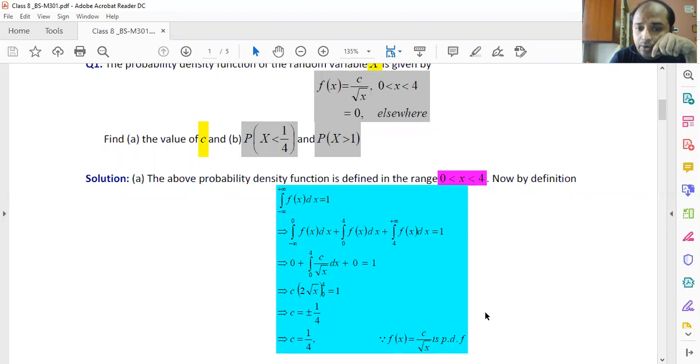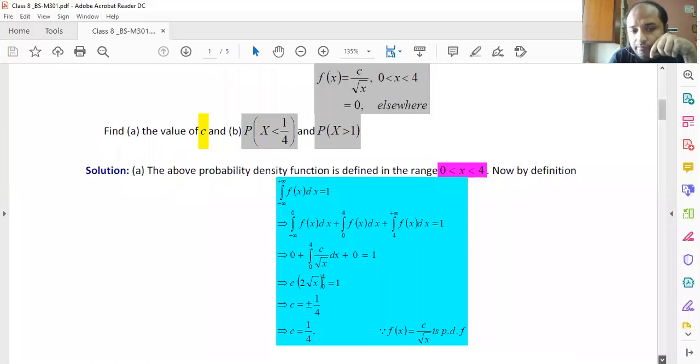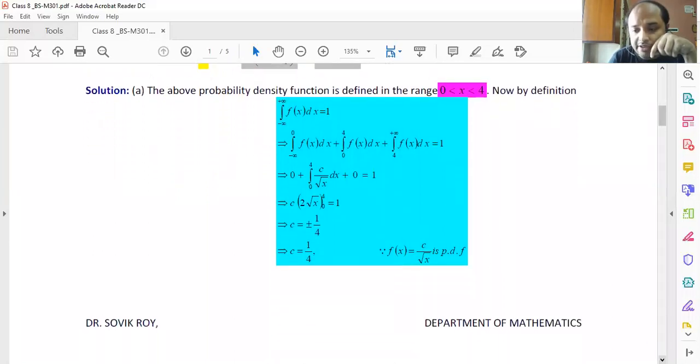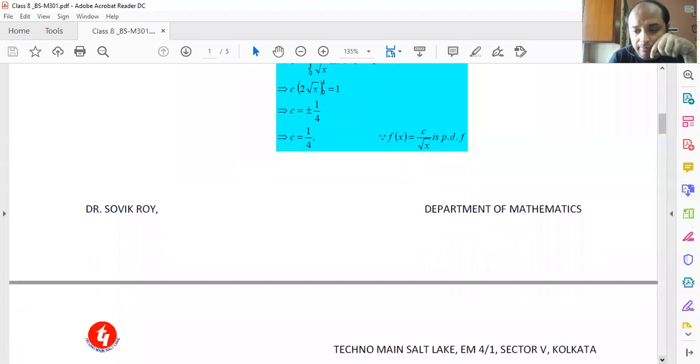Okay, so by using this property, that the integral from minus infinity to plus infinity of fx dx, the total probability or total area, is 1, I have found out the value of the constant c, and therefore my probability density function now takes the following form.